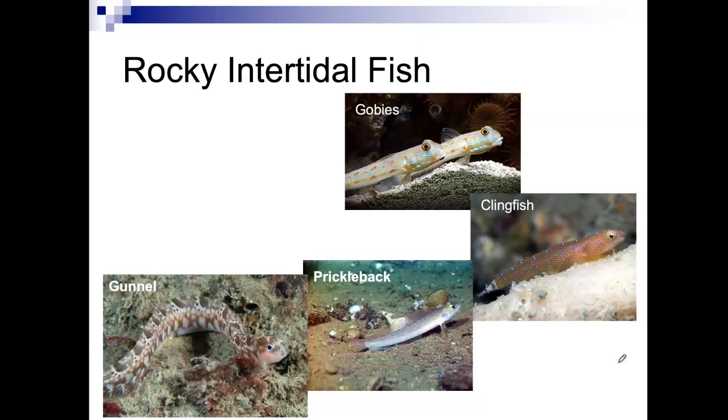And you'll also get to see some of your rocky intertidal fish. So again, you'll see things like gobies and clingfish that have that modified pelvic fin to attach to rocks, and pricklebacks and gunnels. Again, a lot of these rocky intertidal fish, you don't have to know all of these different fish. We're going to talk primarily about like gobies and blennies when we talk about marine fishes later on.